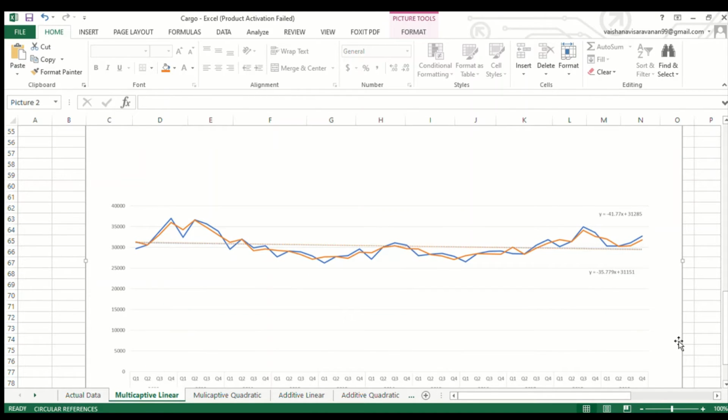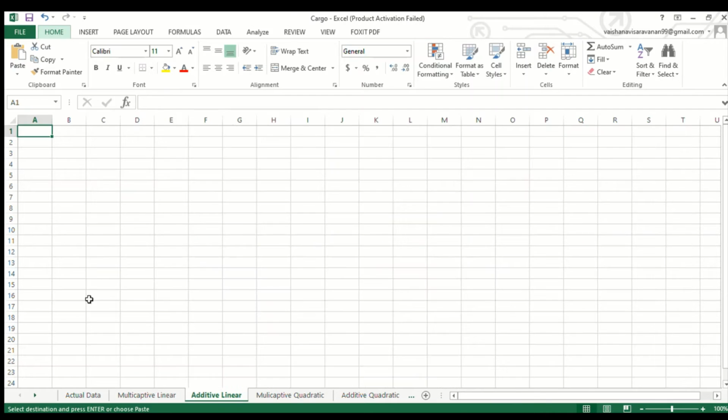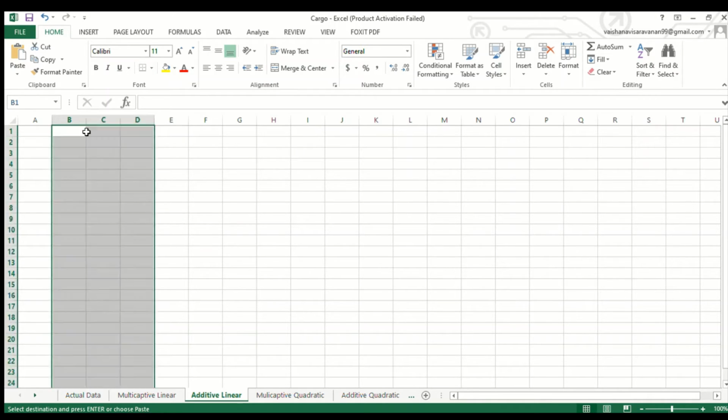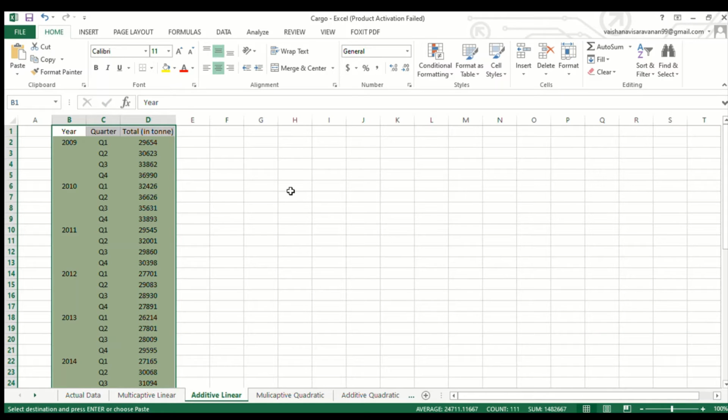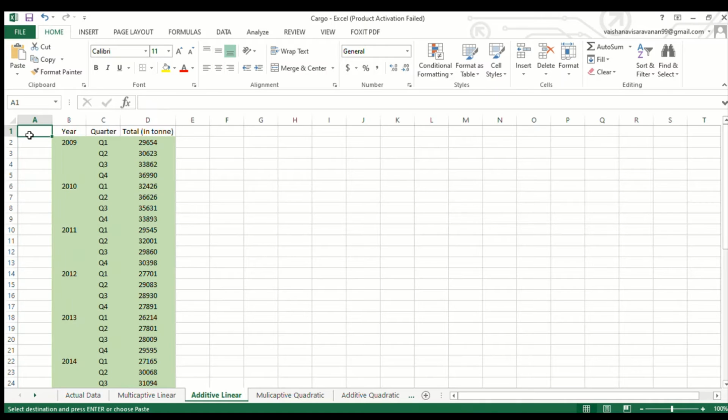This is the plot graph of our multiplicative linear decomposition method. Next, we are going to look at the additive linear decomposition method part. First of all, we get the values from the actual data, and I'm going to add the p-value, which is period.